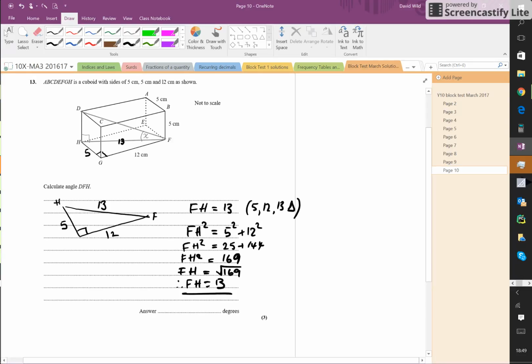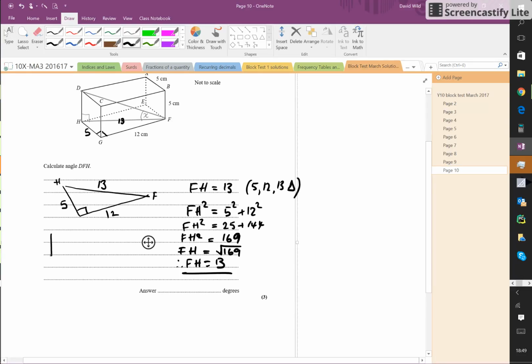Right, so let's go back to our triangle that we're actually dealing with here. And the triangle that we're dealing with is this triangle. That's H, that's D, and this is F, and this is my angle X. This length here is 5. This one is FH. We just calculated that's 13. So how do I calculate X? Well, it's a right-angled triangle. I'm trying to find an angle, so it's SOHCAHTOA.